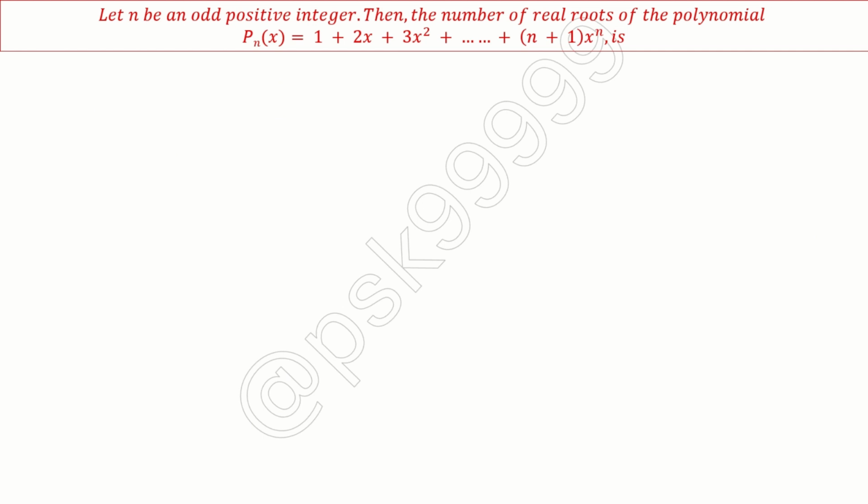Then the number of real roots of the polynomial, which is given P_n(x) equal to 1 plus 2x plus 3x square plus dot dot up to (n plus 1) x to the power of n. This is a very generic equation. You can also remember it. You need not solve it; you can solve it once and then remember. How many roots are possible?